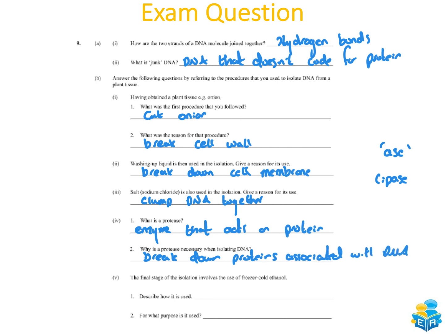So the final stage of isolation involves the use of freezer-cooled ethanol. Describe how it is used. So you just have to say something along the lines of trickle it down the side of the test tube slowly. And for what purpose is it used? So it's to bring the DNA out of solution so you can see it.